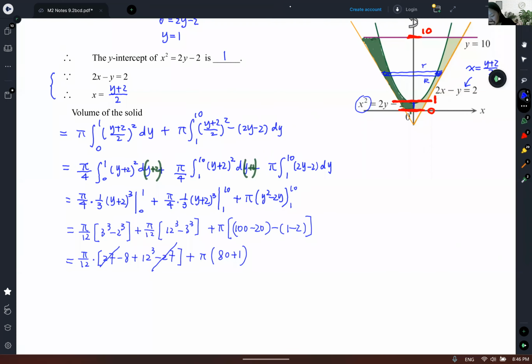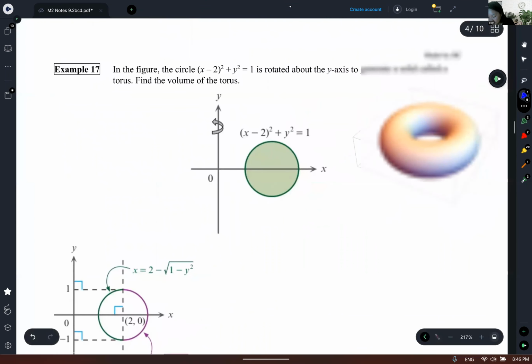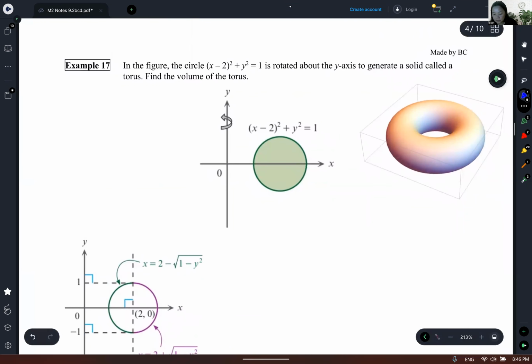Okay. Last example about the hollow shape. Example 17, the equation of a circle is given. The circle is rotated about the y-axis to generate a solid called a torus. A torus is in the shape of a donut. Find the volume of the torus.